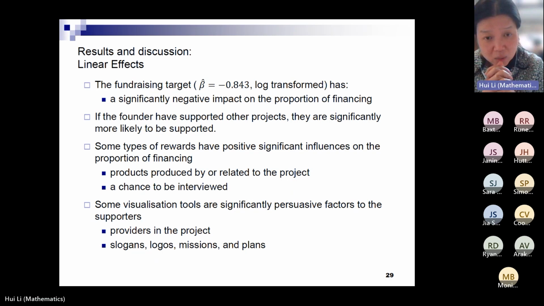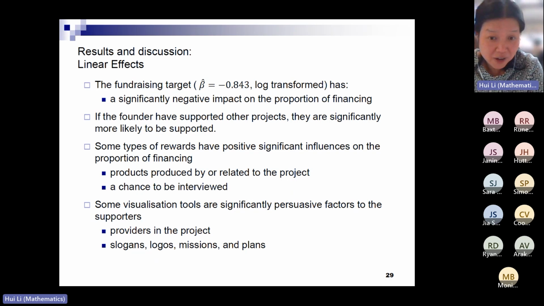one of the key variables that we're interested in is the fundraising target. The log transformed version has a coefficient of minus 0.843. This has a significantly negative impact on the proportion of financing. This is understandable because if the target of fundraising is higher, it's hard to meet the full proportion of the financing.